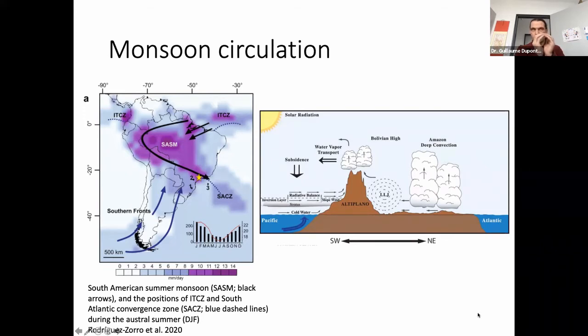What happens to the location of the ITCZ over the course of the year? Any idea? Okay, obviously not. So we will see this.